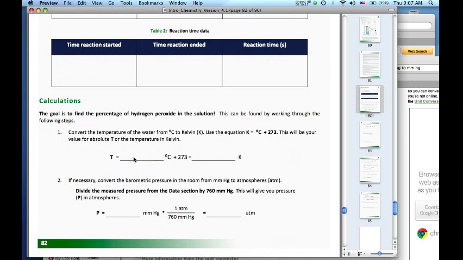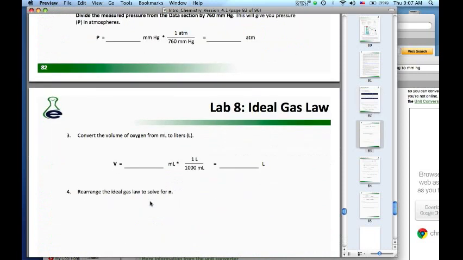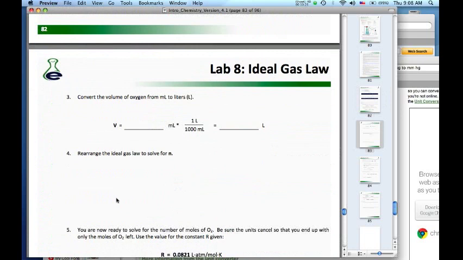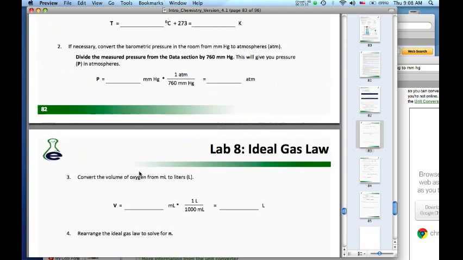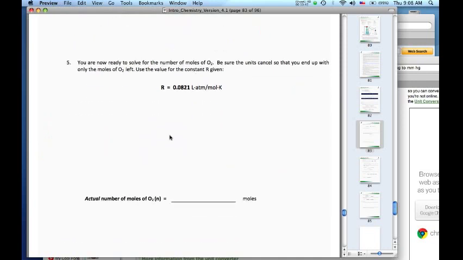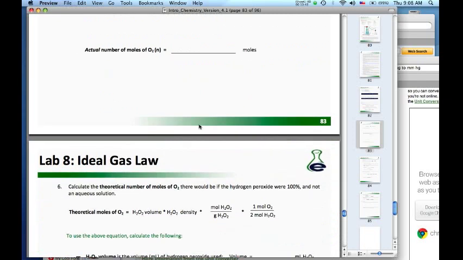Depending on how hot it is, it might be a little warmer. We'll just see. And then convert pressure to atmospheres. And the volume, milliliters divided by 1,000 to liters. PV equals nRT, so n equals PV over RT. You have your pressure here, your volume here, R is given, and then T, your temperature in Kelvin. Be sure to use Kelvin. Then you calculate it, and you get the number of moles. So here is your actual number of moles of oxygen using the ideal gas law.